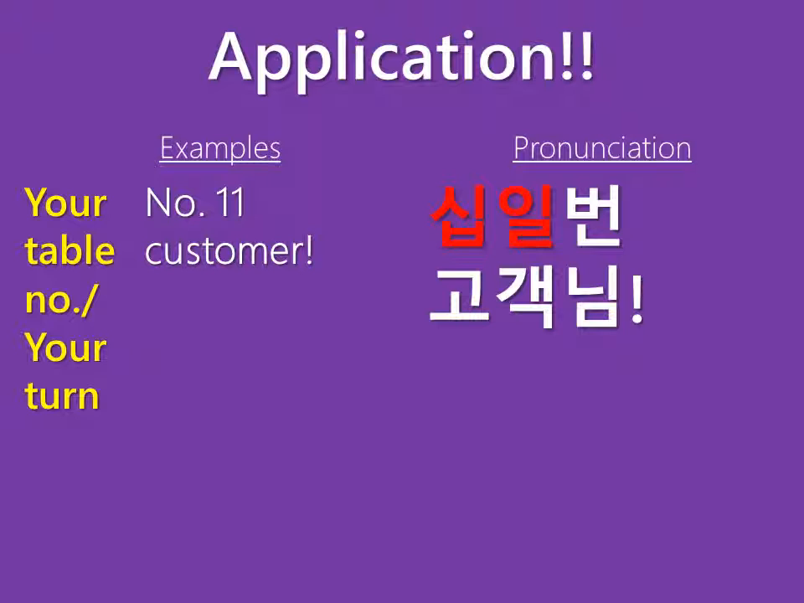Like in Japanese, you put Mikaela-san, Kim-san, something san. So san in Korean is 님. Okay, so we put it next to the customer to make it more polite. Okay, 11번, number 11, 11번 고객님. So luckily now you've learned Korean numbers, you should be able to at least recognize your turn.